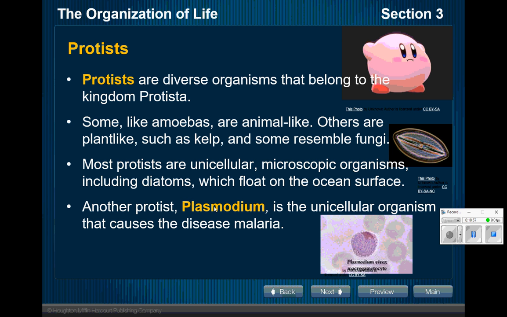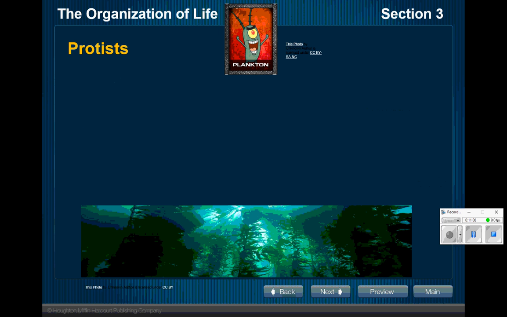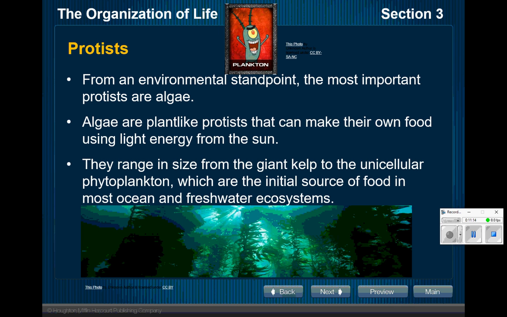Another protist, such as Plasmodium, pictured here, is the unicellular organism that causes the disease malaria, which is carried by mosquitoes. So it's not the mosquitoes really that cause malaria, it's the Plasmodium that causes malaria.